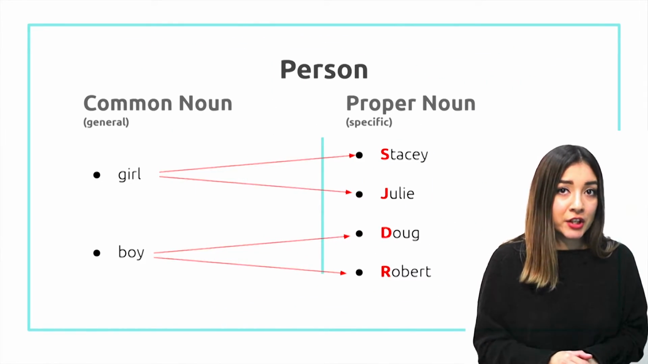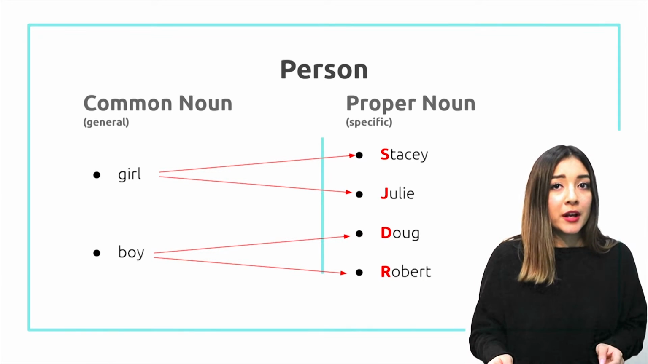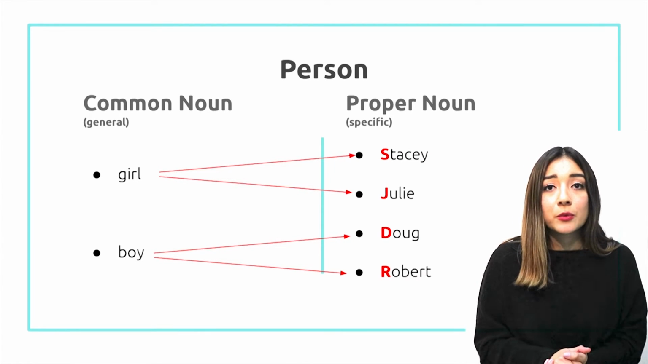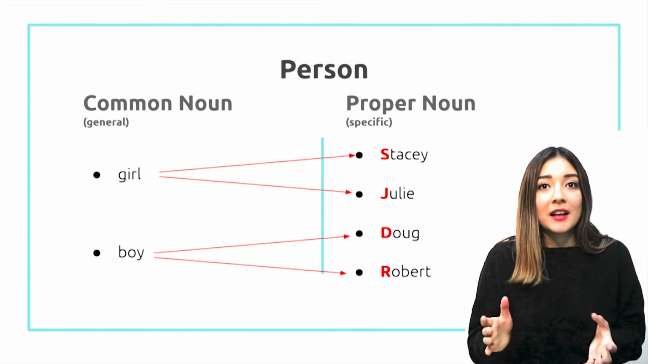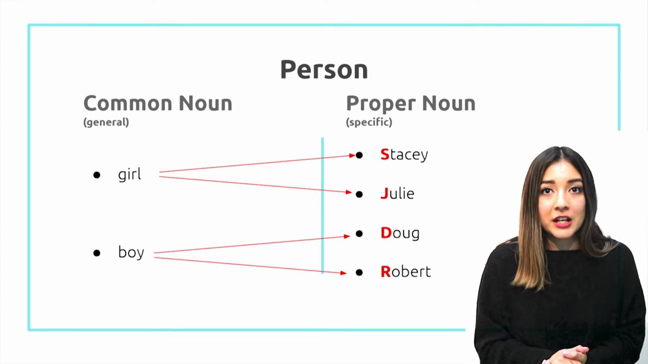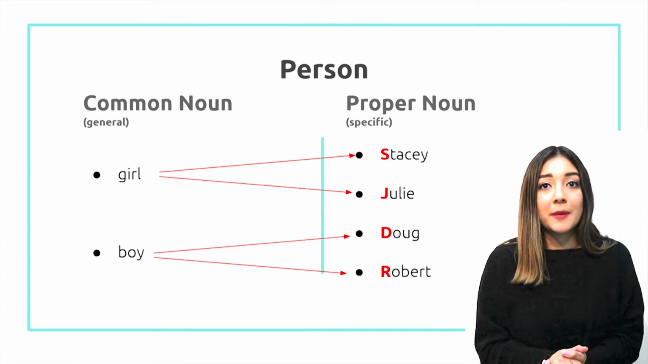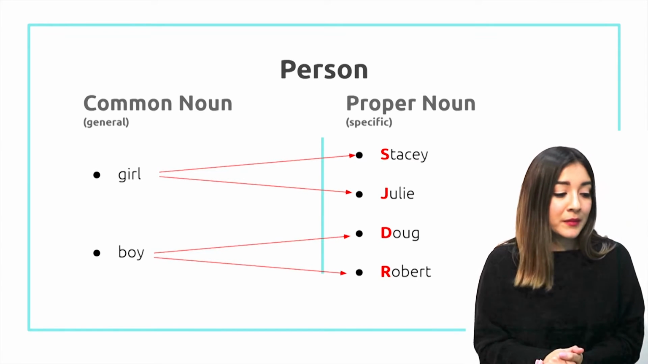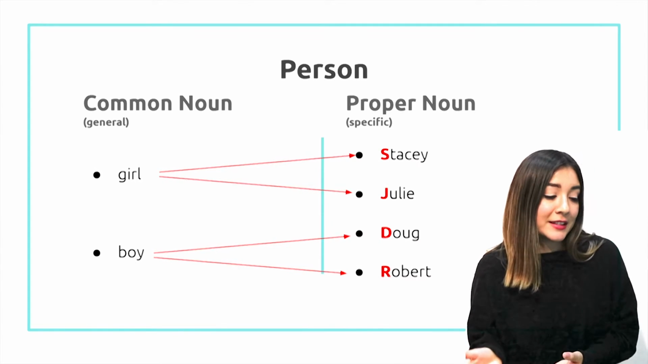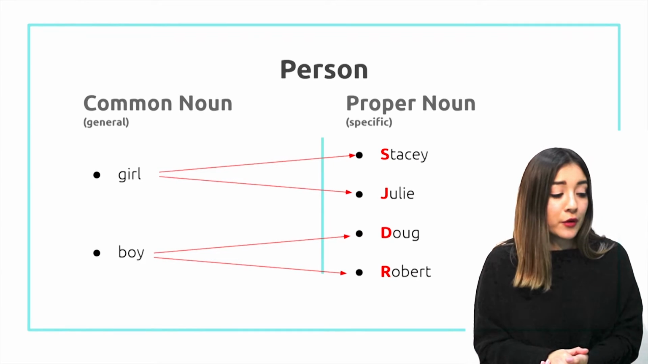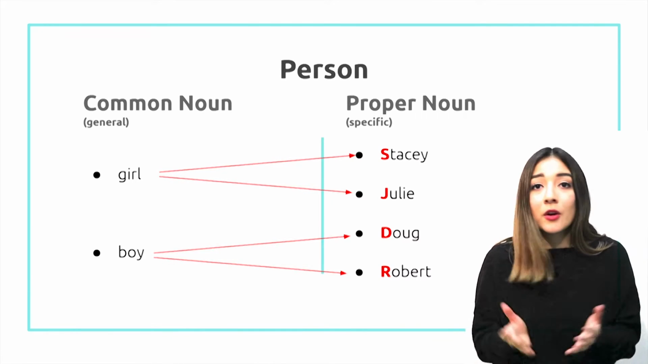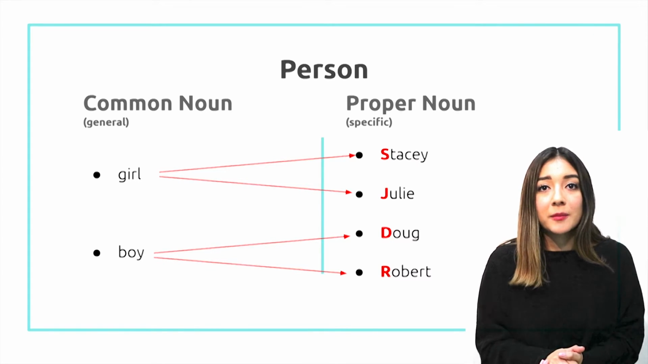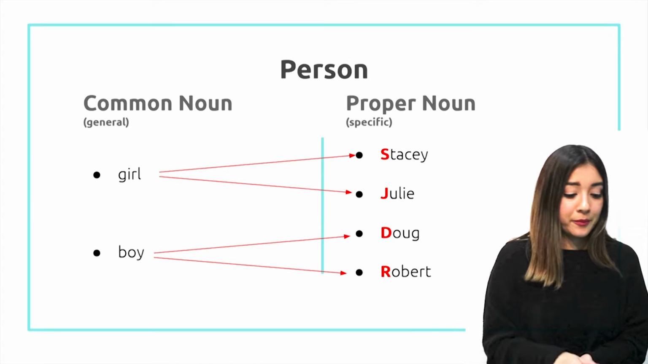As you can see in our chart, girl and boy are both common nouns. They're general terms that we use when we want to identify someone according to their gender. Now, if we wanted to name a specific person, we would call them by their given name. For a girl, it could be Stacy or Julie. For a boy, it could be Doug or Robert or any name associated with a girl we're talking about or a boy we're talking about.